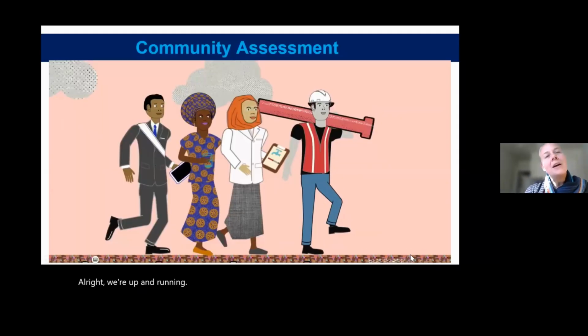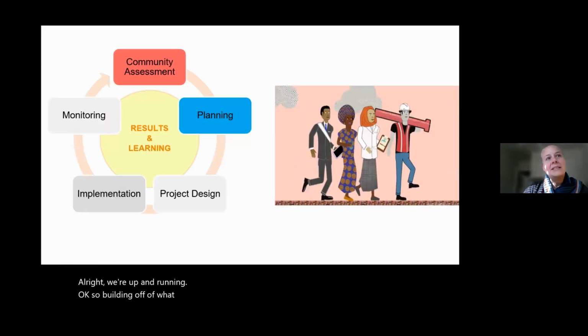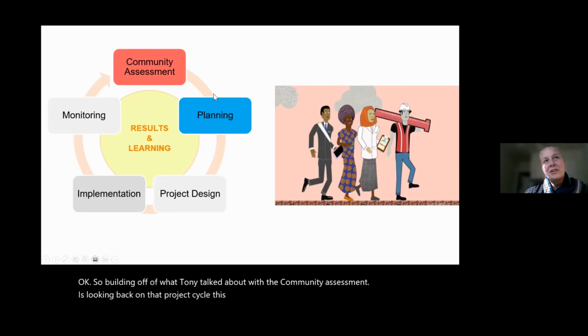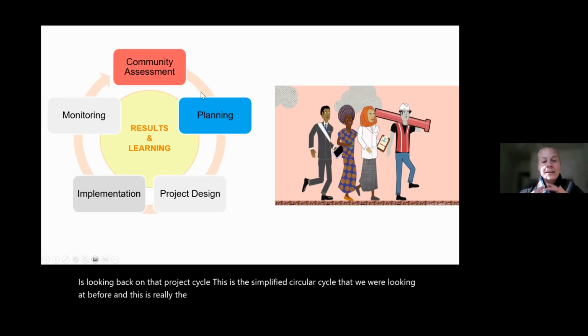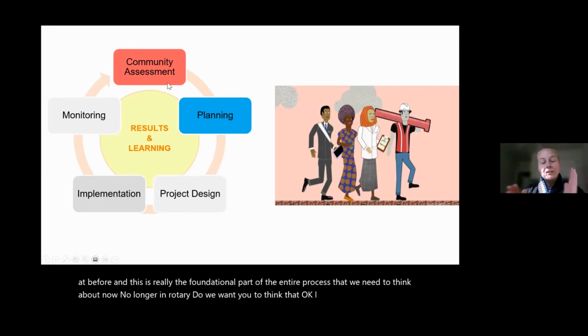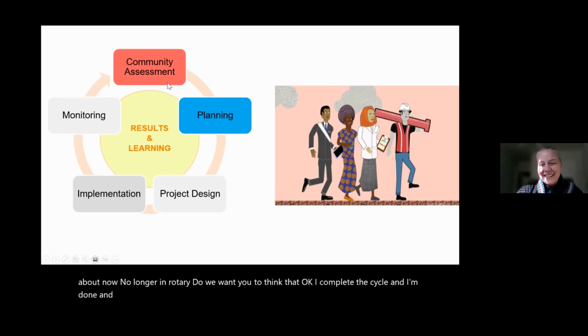Okay, so building off of what Tony talked about with the community assessment is looking back on that project cycle. This is the simplified circular cycle that we were looking at before. And this is really the foundational part of the entire process that we need to think about. Now, no longer in Rotary do we want you to think that, okay, I complete the cycle and I'm done and I'm out. No way.